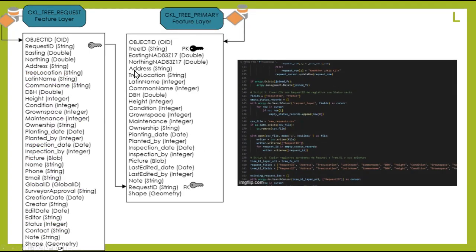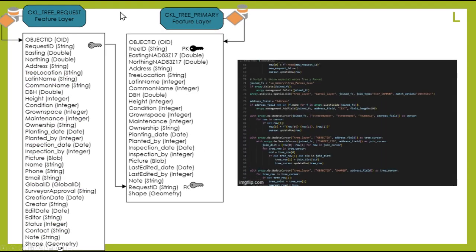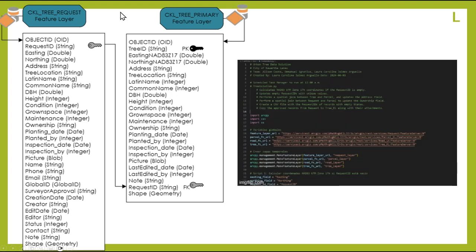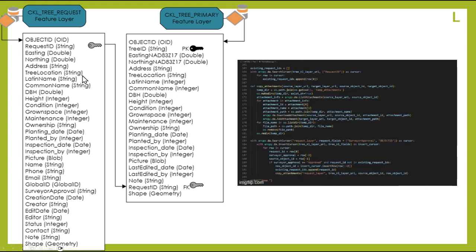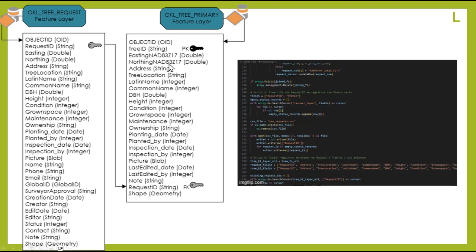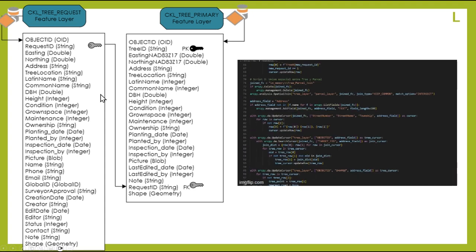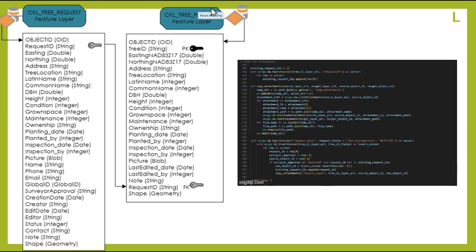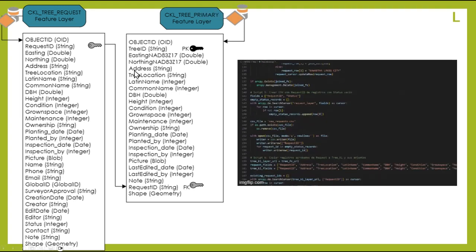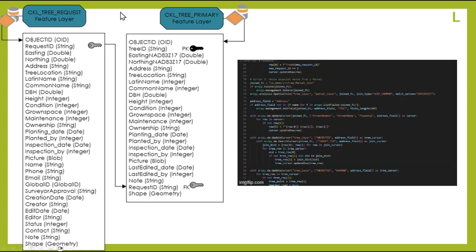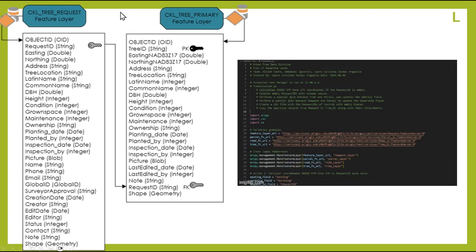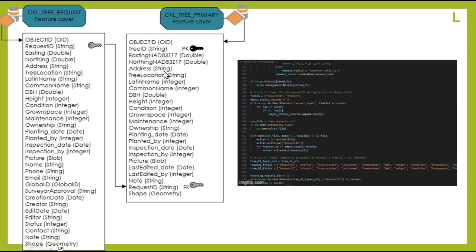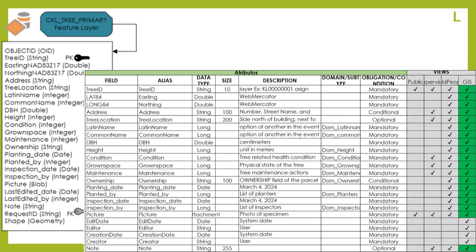Finally, for the process of migrating data from tree requests to tree primary, we use Python scripts to automate this process, ensuring that the data is updated and transferred efficiently and without errors. These automated tasks are executed daily using the Windows Task Scheduler. The result is an inventory of trees with all their attributes completed.